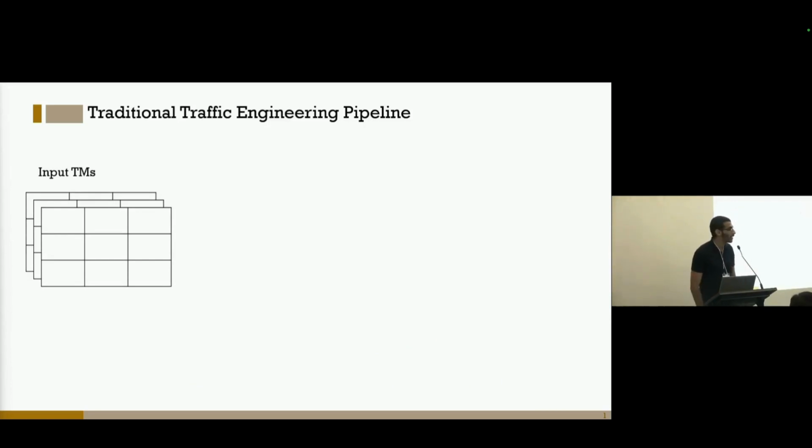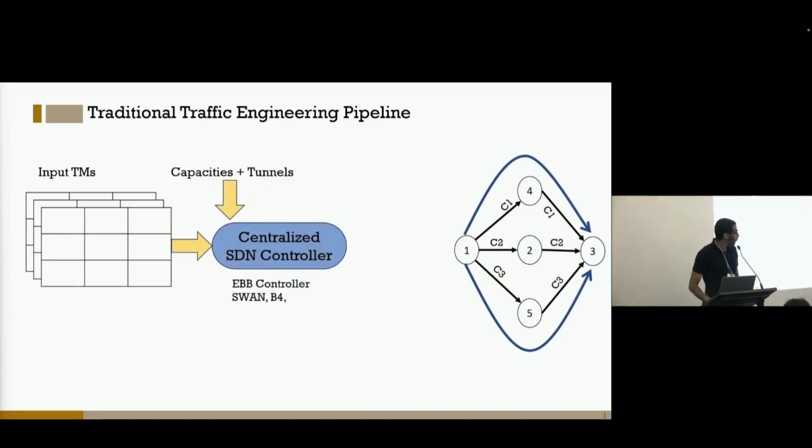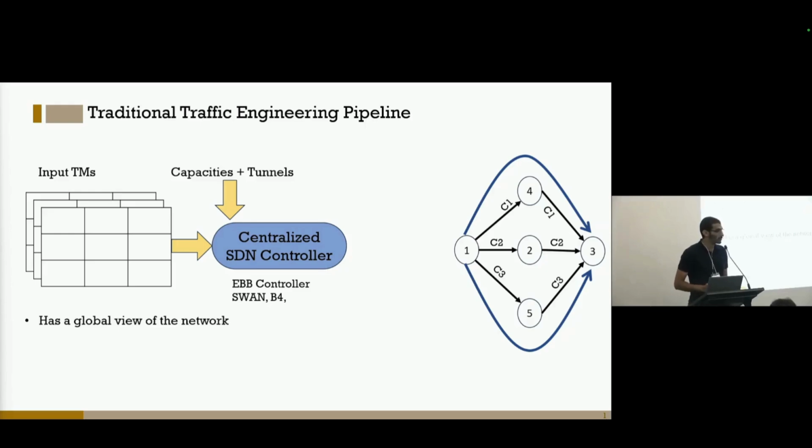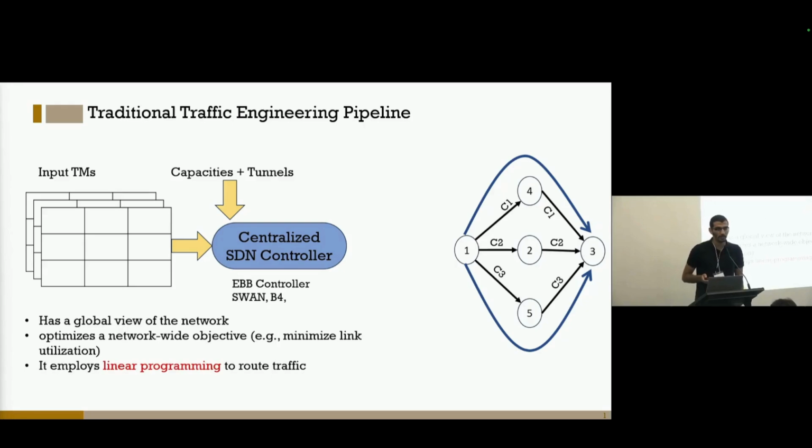The traffic engineering pipeline takes as inputs a set of traffic matrices, a set of capacities, and a set of predefined tunnels, and all of these are fed to a centralized SDN controller. Common examples are ABB controller, SWAN, and B4. This centralized controller has a global view of the network. It optimizes a network-wide objective, something like minimizing link utilization, where it employs linear programming to route the traffic.